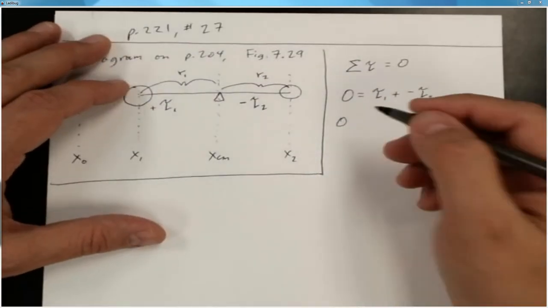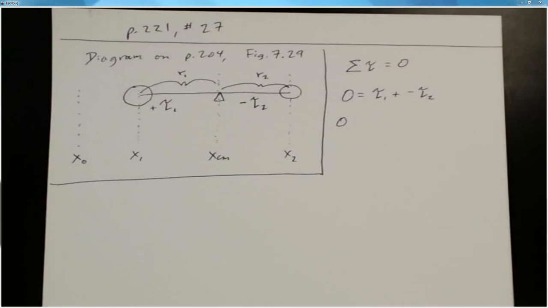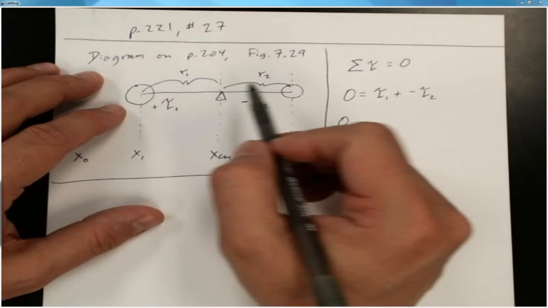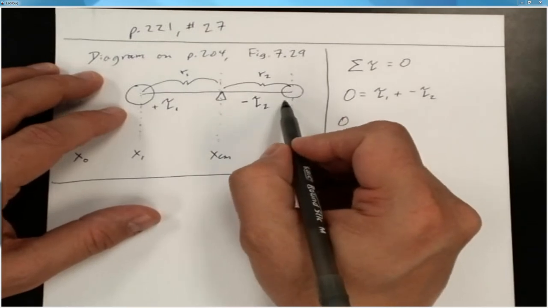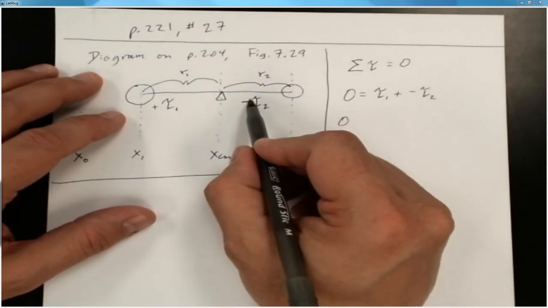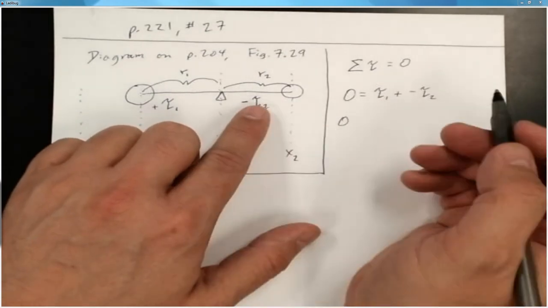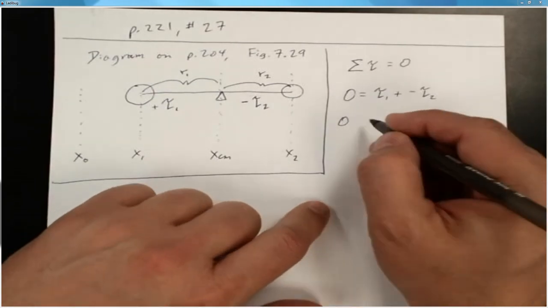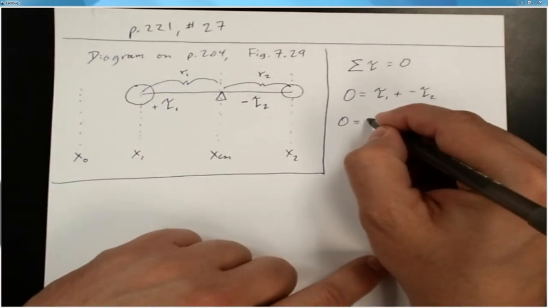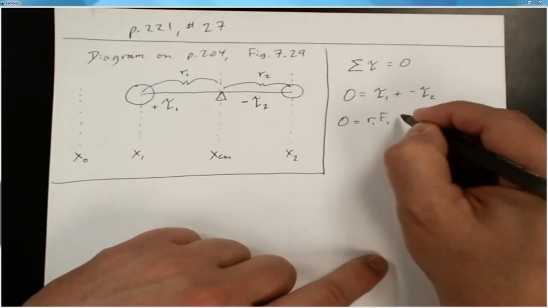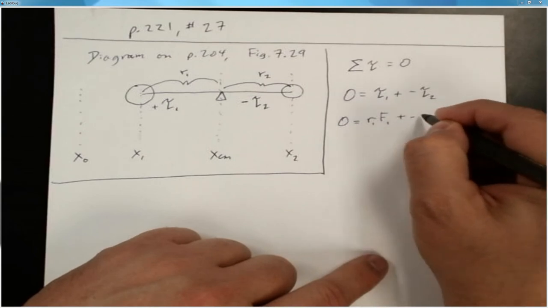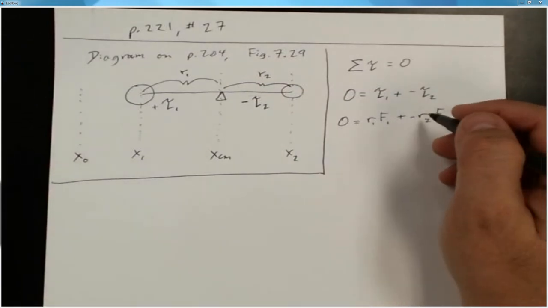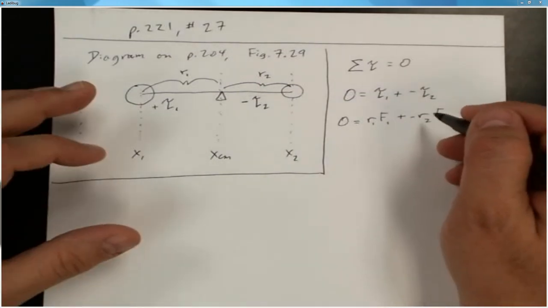Torque is defined as R times F times sine of phi. In this case, phi is 90 degrees here, and it's negative 90 degrees here. And I already took care of the negative verbally and wrote it in. So I don't need to worry about phi. I can just call it R times F. This is going to be R1 F1 plus a negative R2 F2. This is kind of awkward. Instead of saying plus and negative, I'm just going to say minus from now on.